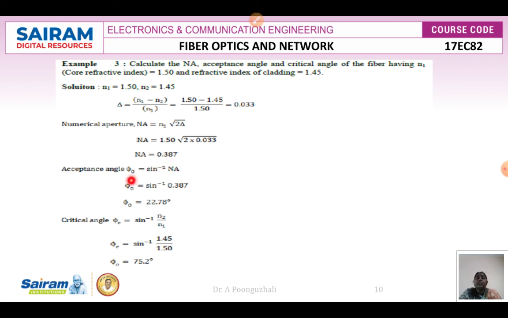Now the acceptance angle: sin phi naught is equal to the numerical aperture. So phi naught is sin inverse of the numerical aperture. Substituting, the value is 22.78 degrees. Next is the critical angle. Critical angle phi c is equal to sin inverse of n2 by n1. n2 is 1.45 and n1 is 1.5, so phi c is 75.2 degrees. The rest we'll see in the next video. Thank you.